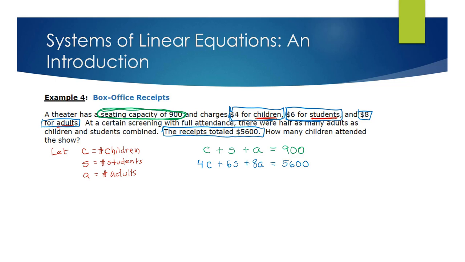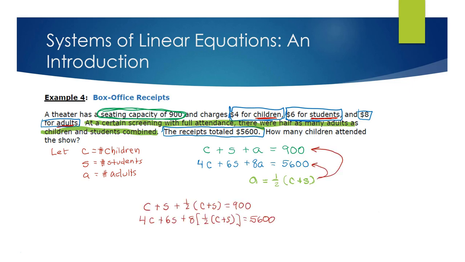The third equation is going to come from the statement in the middle there. It says at a certain screening with full attendance, there were half as many adults as children and students combined. So using that, the number of adults equals 1/2 (C plus S). That substitution is going to help me come up with two equations with just C and S, and then I'll take those two equations and get it in terms of C. That's all I'm trying to figure out, what C is.